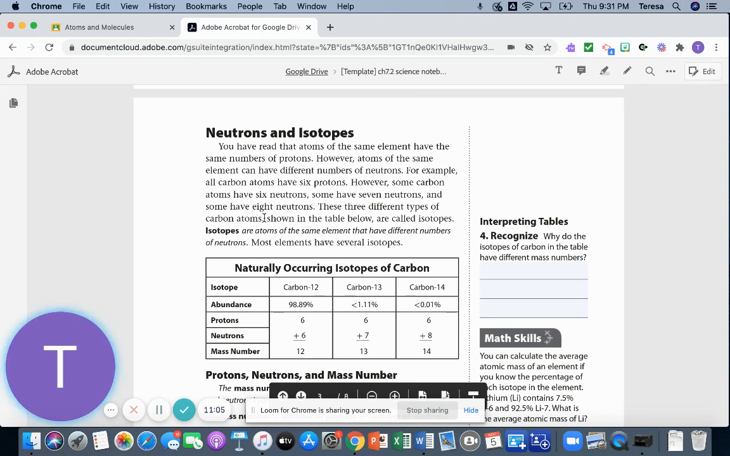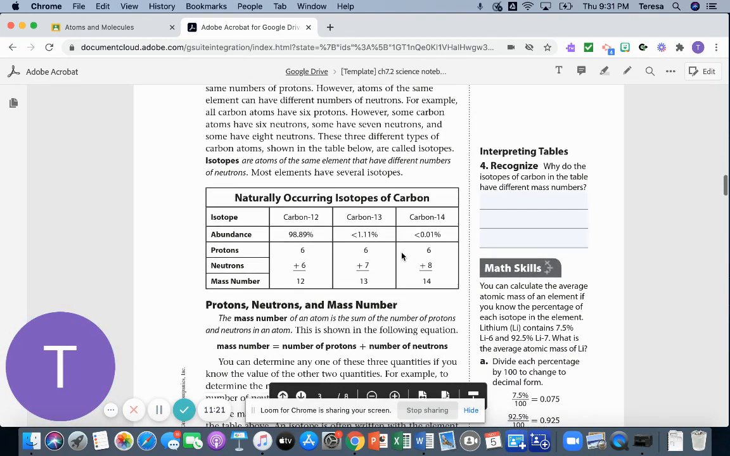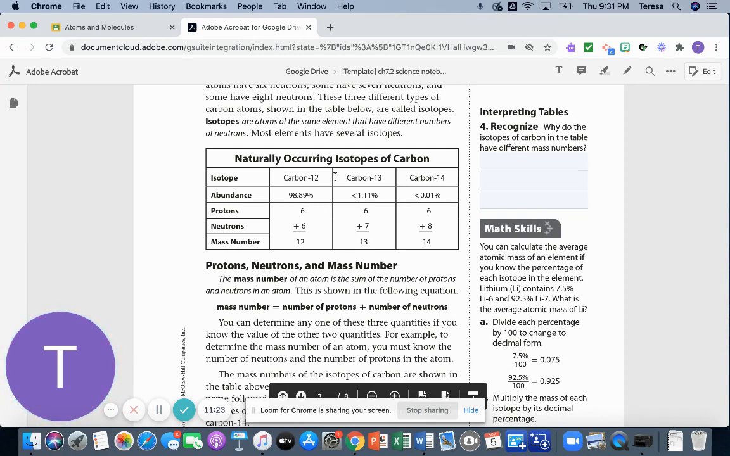These 3 different types of carbon atoms are shown in the table below, and they're called isotopes. Iso means same. Isotopes are atoms of the same element that have different numbers of neutrons. Most elements have several isotopes. So here are 3 different isotopes, carbon-12, 13, and 14. Carbon-12 has 6 protons, carbon-13 has 6, carbon-14 has 6.